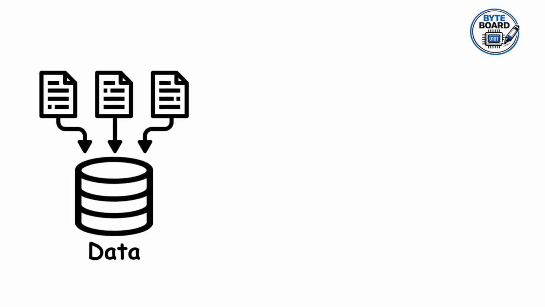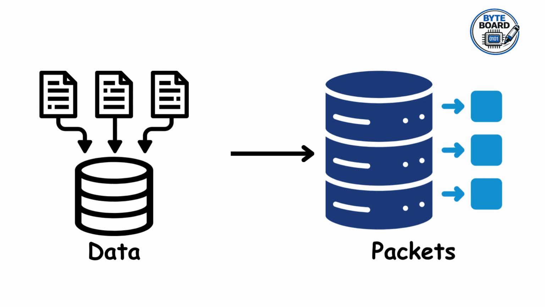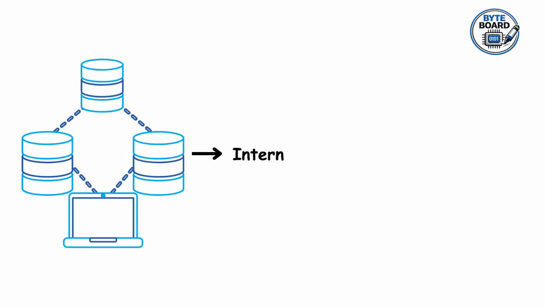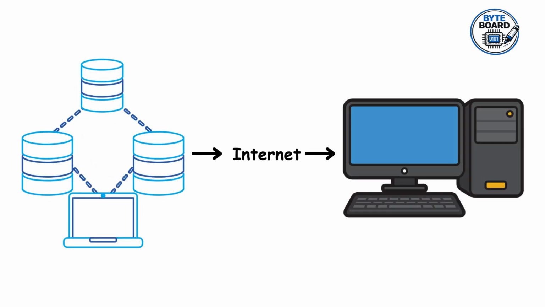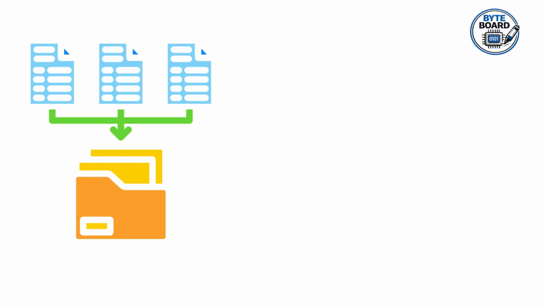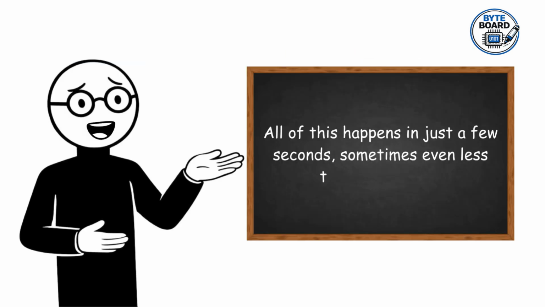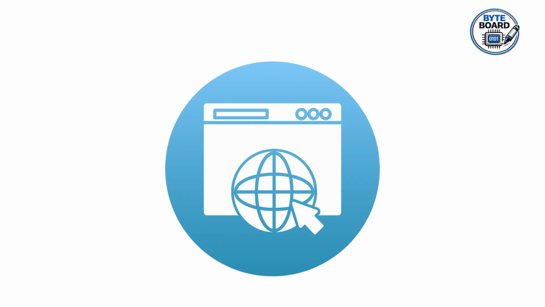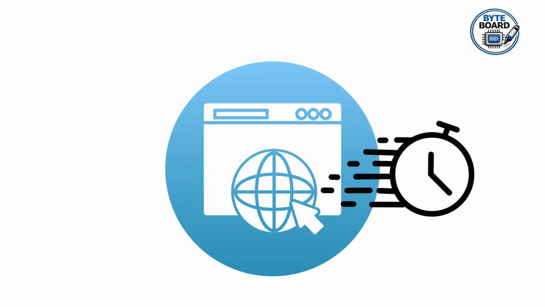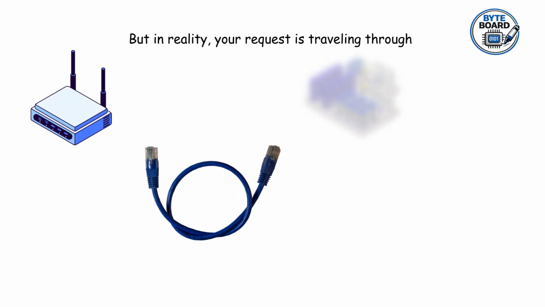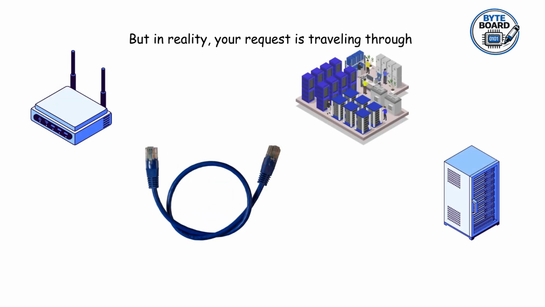This data travels in small pieces called packets. Each packet moves through the internet and reaches your computer. Then your browser puts everything together and shows you the final web page. All of this happens in just a few seconds, sometimes even less than 1 second. That is why the internet feels instant. But in reality, your request is traveling through routers, cables, data centers, and servers very quickly.